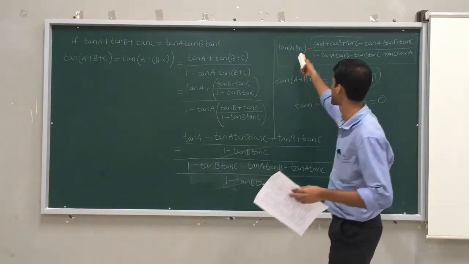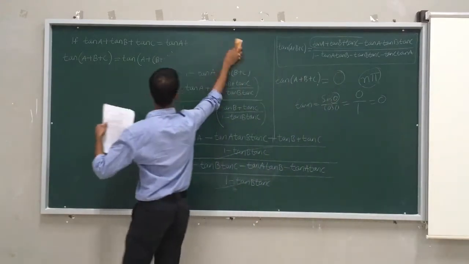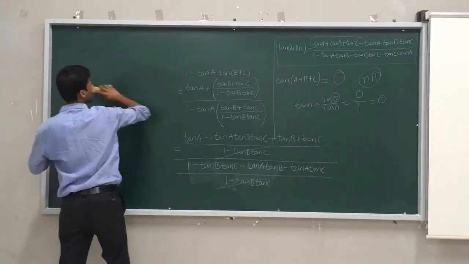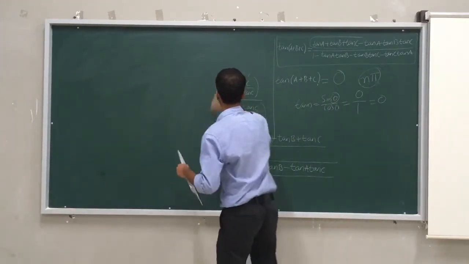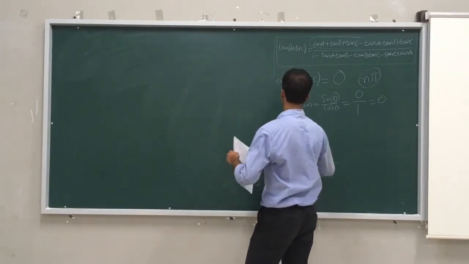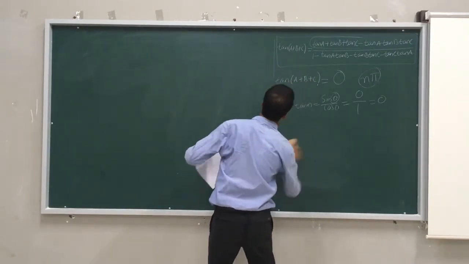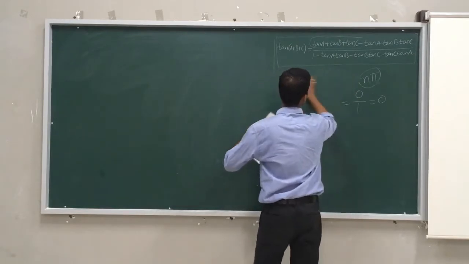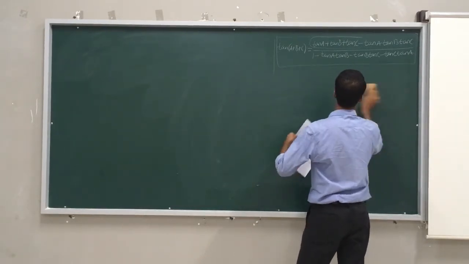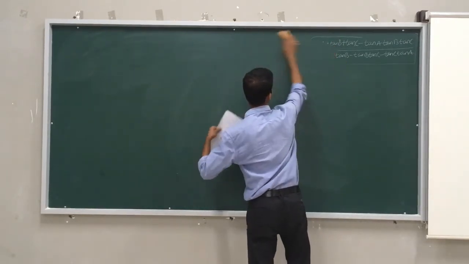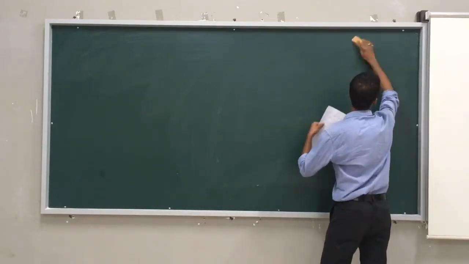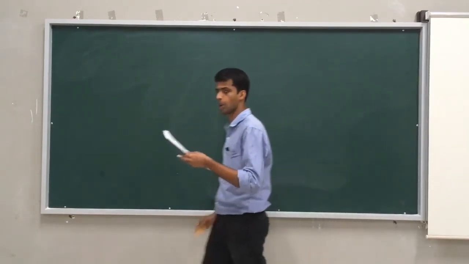So just keep in mind this result for solving any problems based on tan of 3 angles. That is, tan of a plus b plus c is tan a plus tan b plus tan c minus tan a tan b tan c, divided by 1 minus tan a tan b minus tan b tan c minus tan c tan a. Okay, if you know this thing, you will easily manage problems based on tan.